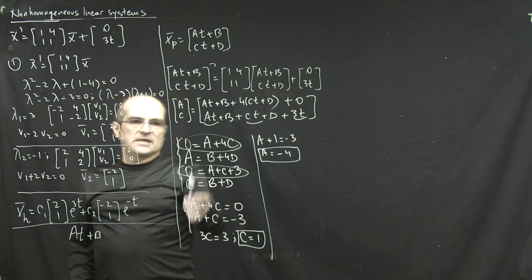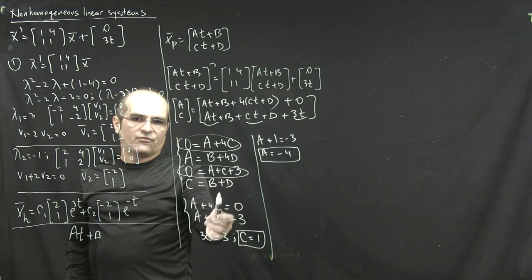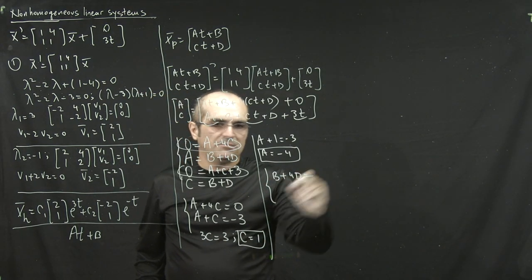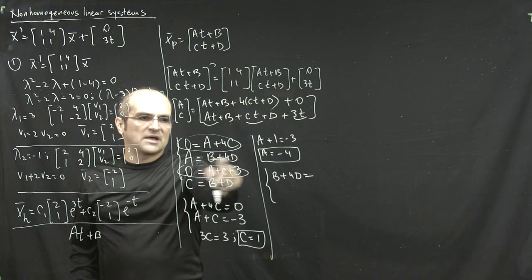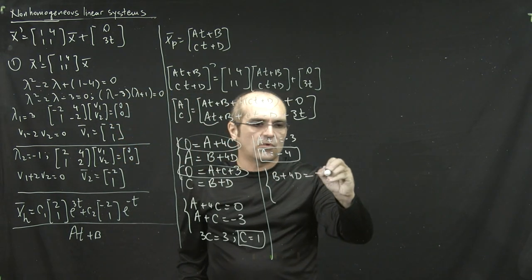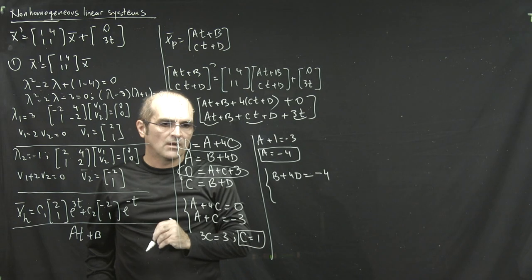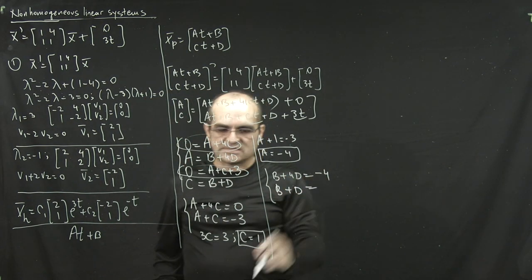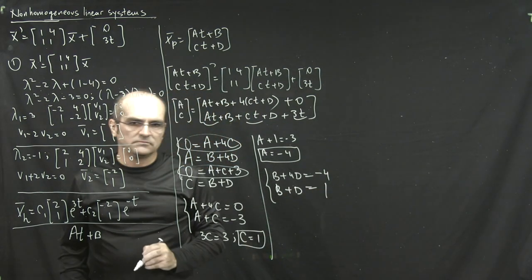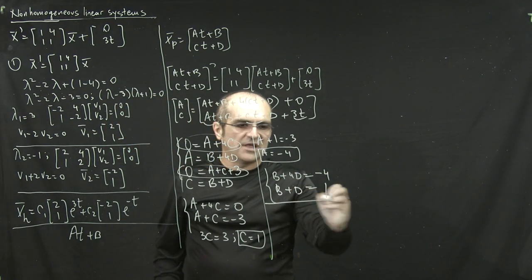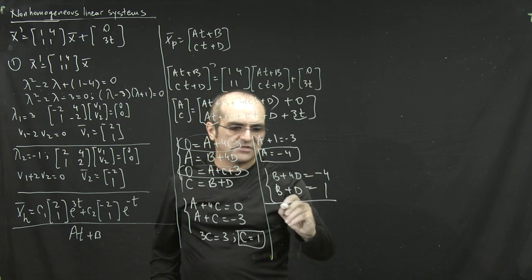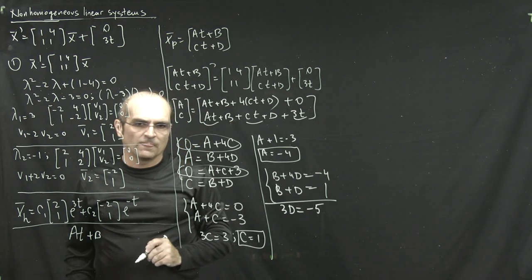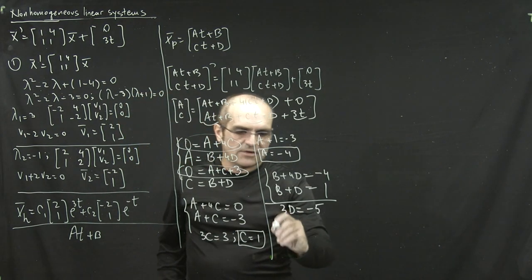Now, since I know A and C, I can group now the second and the fourth equation, and that gives me another 2 by 2 system in B and D. So B plus 4D is A, which is minus 4. I found it here. B plus D equals C, which is 1. Once again, I can quickly eliminate B by subtracting the 2. So 4D minus D is 3D. Minus 4 minus 1, that's minus 5. So D equals minus 5 over 3.